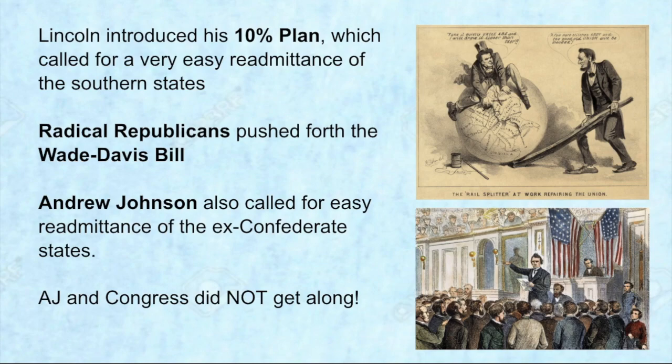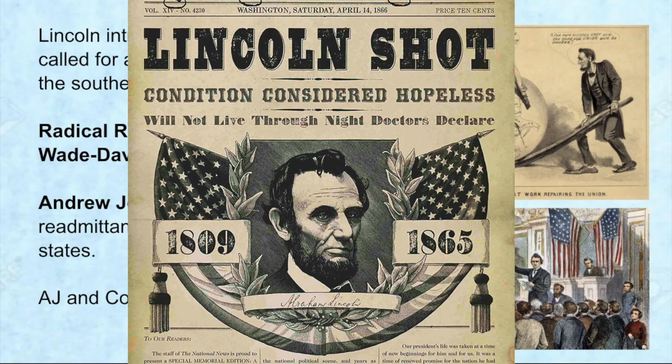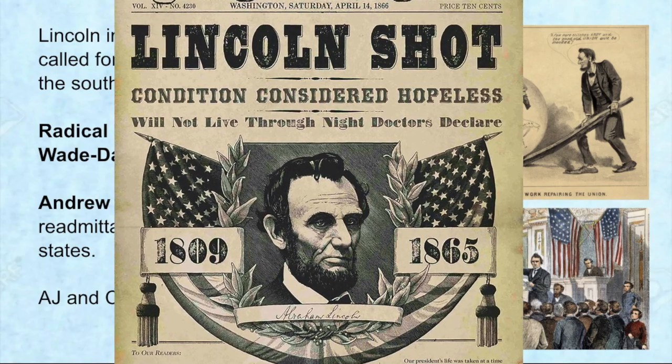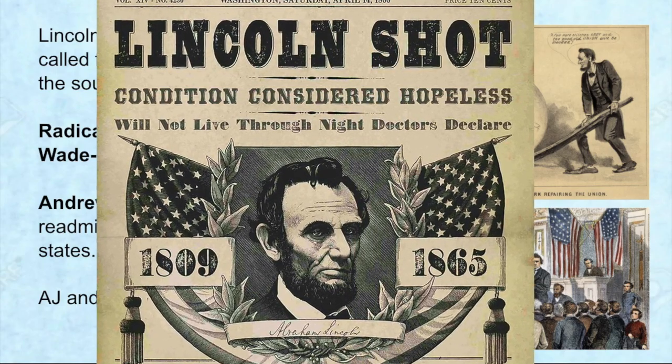Even before the end of the Civil War, Lincoln introduced a 10% plan, which called for a very easy readmittance of Southern states. Radical Republicans pushed back. They pushed forth the Wade-Davis bill, which was a more strict proposal of Reconstruction, but Lincoln pocket vetoed it, so it never happened. Lincoln, of course, was assassinated shortly after the end of the war in Ford's Theater in Washington, D.C.